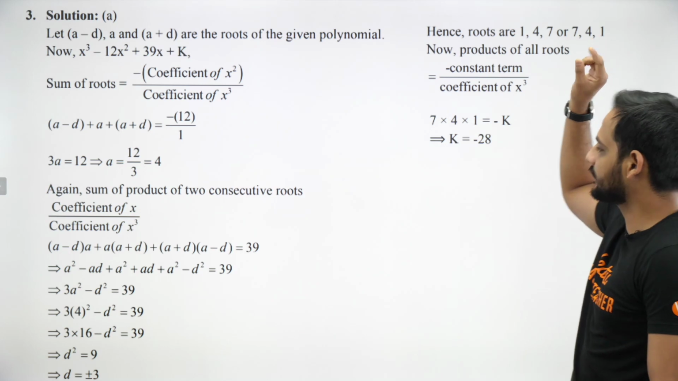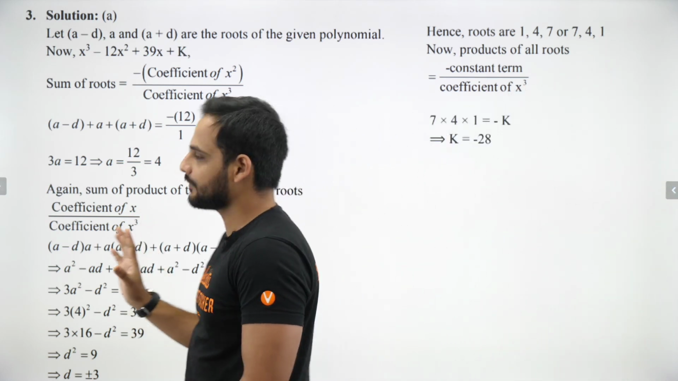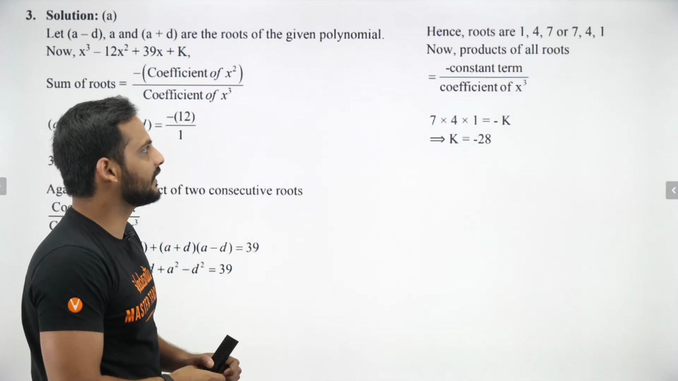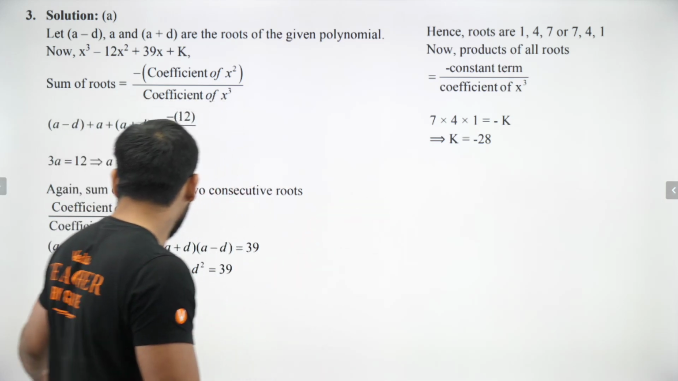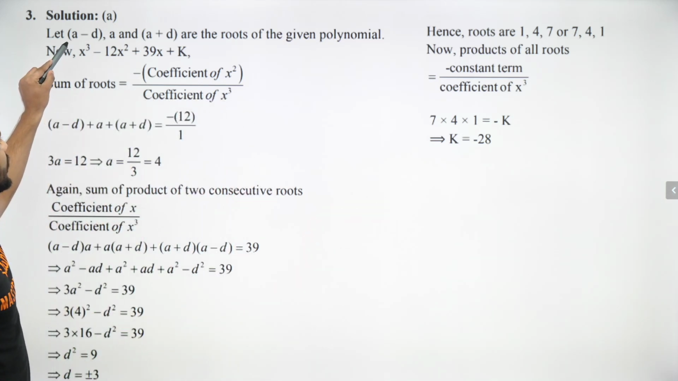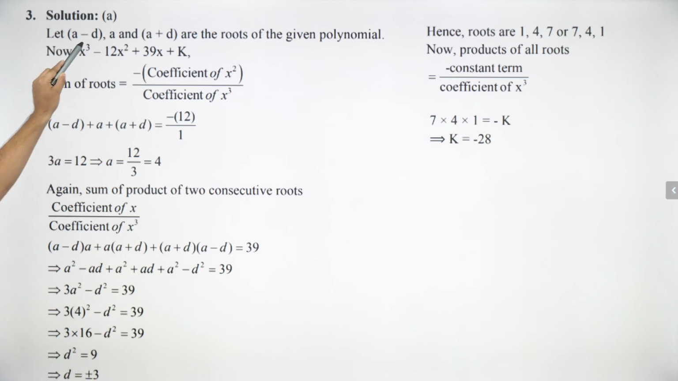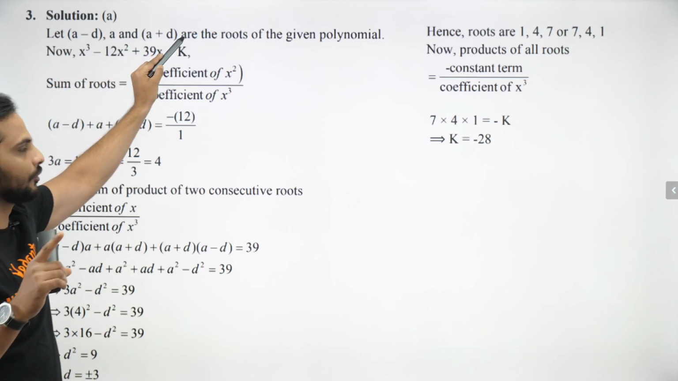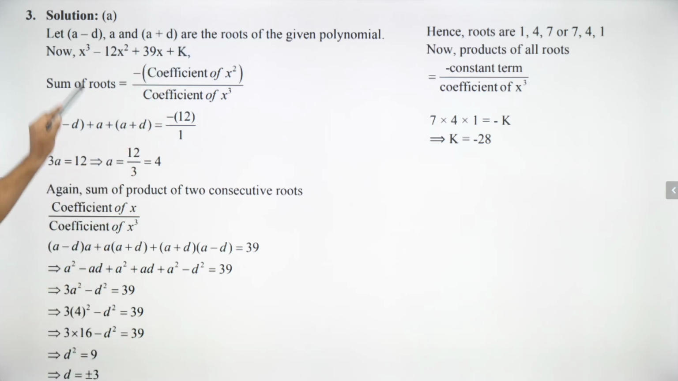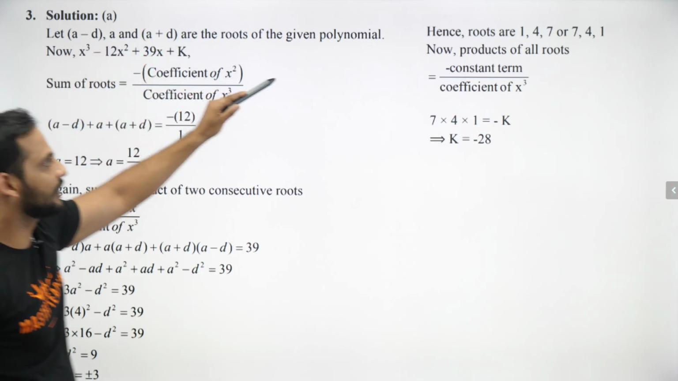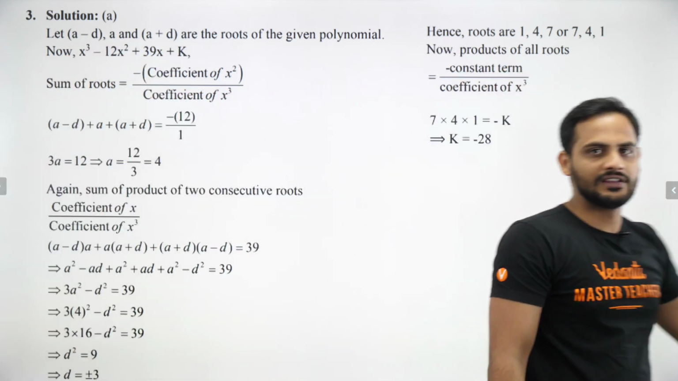Now we know that the roots, if D is plus minus 3 beta, if D is plus minus 3, put the values of D in this part. Suppose D is equal to plus 3: 4 minus 3 is 1, 4, 4 plus 3 is 7. If D is equal to minus 3, 4 minus of minus 3 is 4 plus 3, 7, 4, and 4 minus 3 is 1. So either way it will be 1, 4, 7, same thing for us.